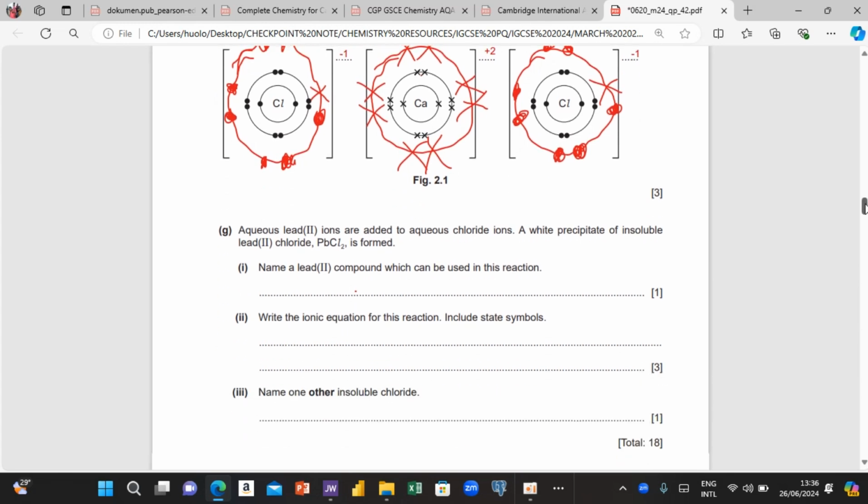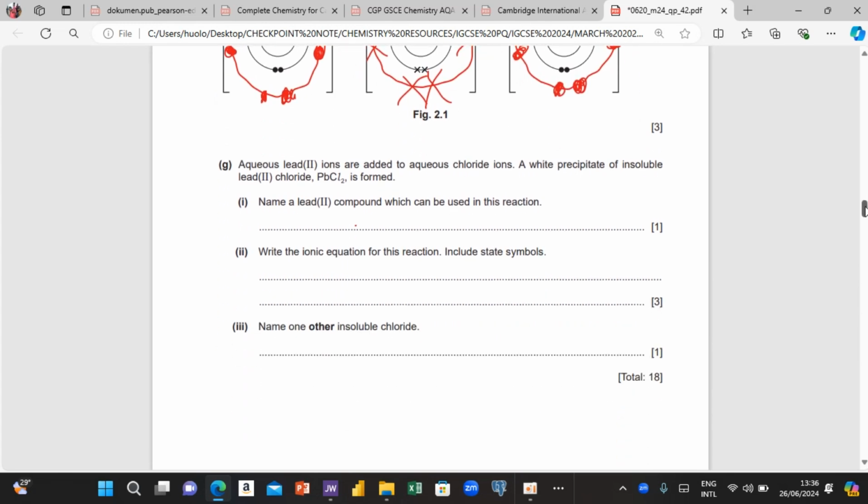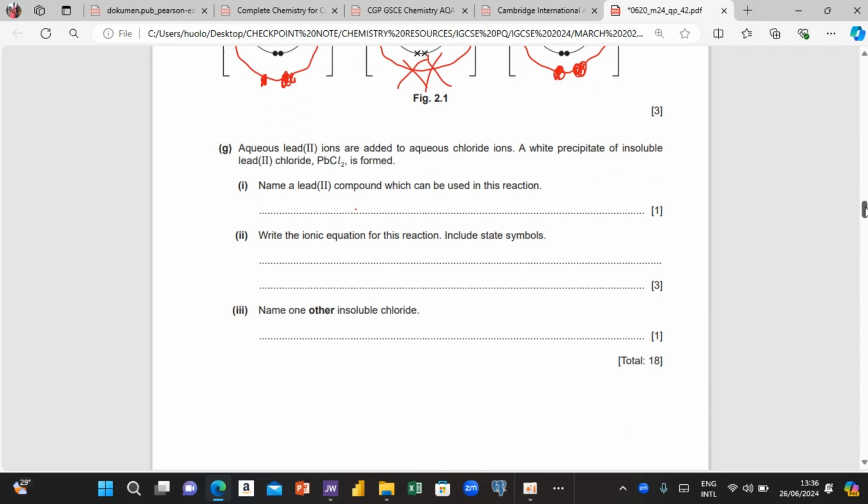We can make more progress now to the next question. We look at this. You have aqueous lead-2 ions added to aqueous chloride ions. A white precipitate of insoluble lead-2 chloride, PbCl2, is formed. Name a lead-2 compound which can be used in this reaction.